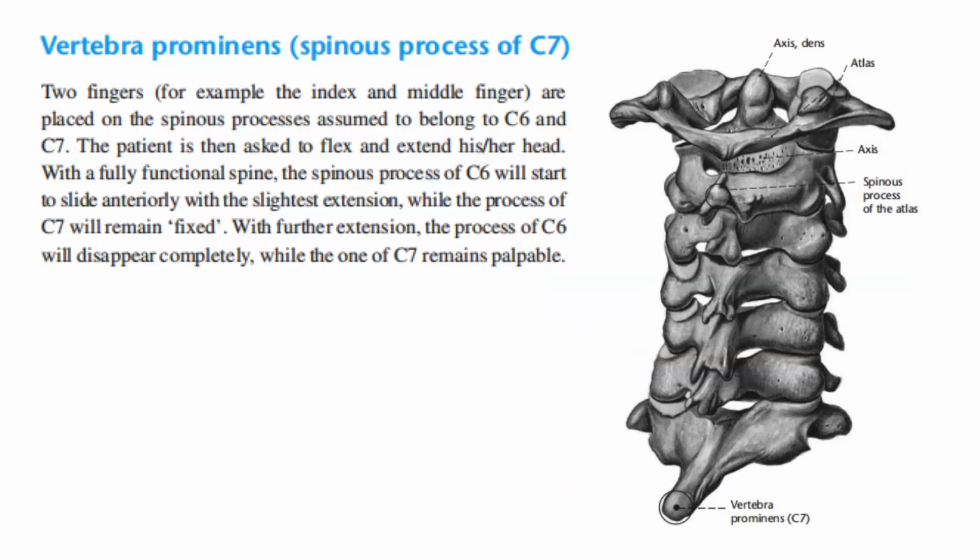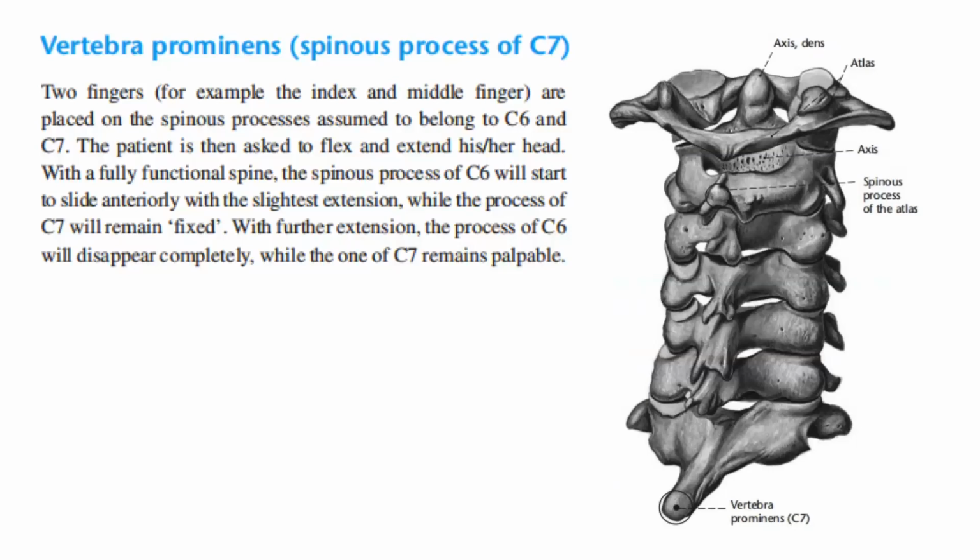Vertebra prominence, spinous process of C7. Two fingers, for example the index and middle finger, are placed on the spinous processes assumed to belong to C6 and C7. The patient is then asked to flex and extend his head.